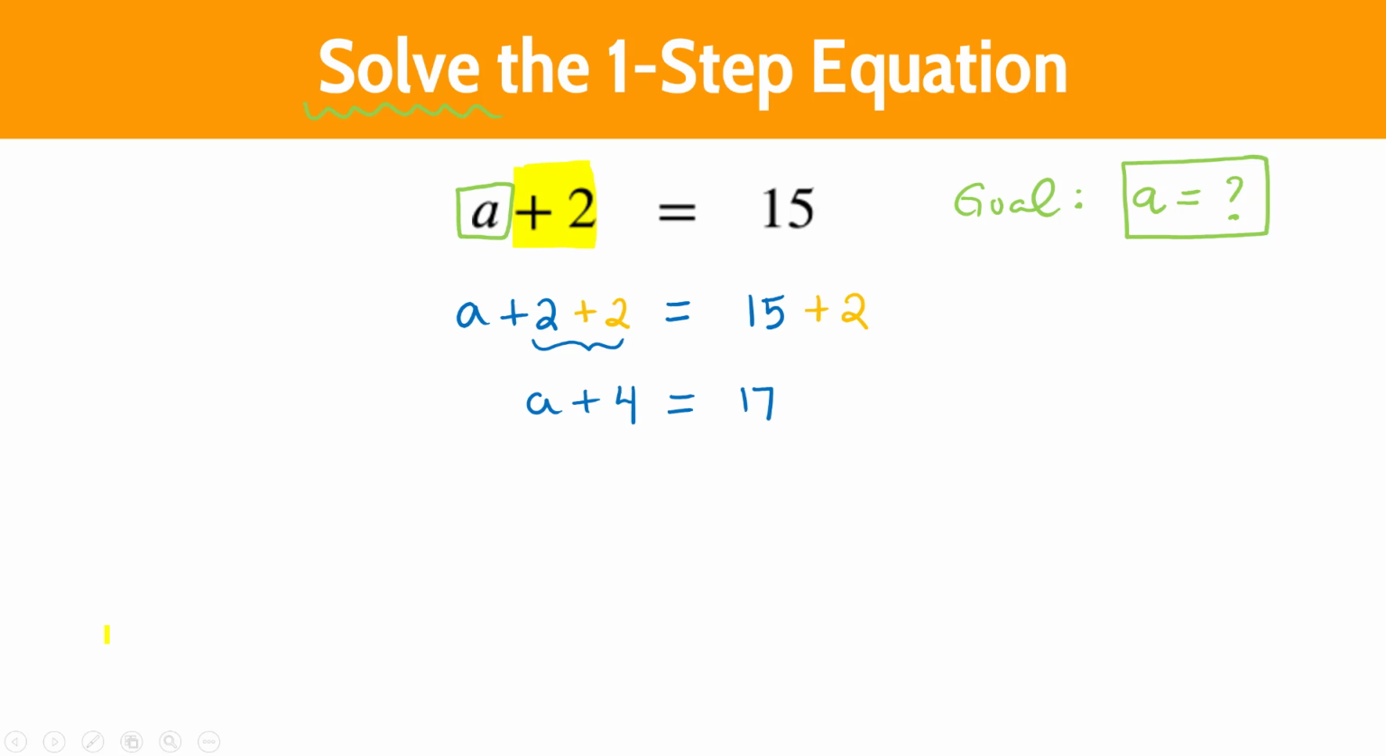No. In fact, I just created more work for myself. Now, beside the a, I have an addition of 4 happening. What I did was okay. When I add 2 to the left-hand side and add 2 to the right-hand side, I've maintained equality. I've performed the same action on the left as on the right. But it just wasn't the best thing to do in order to isolate a.